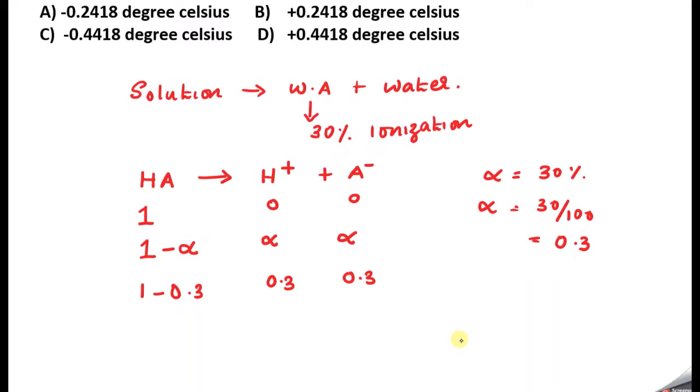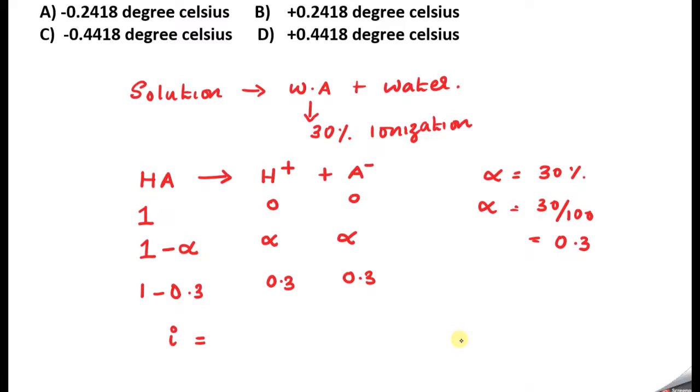So how can we calculate the i value? That is the Van't Hoff factor. We need to consider Van't Hoff's factor because you have taken an acid which can undergo dissociation. Please note that Van't Hoff's factor will come into picture if you are taking an electrolyte which undergoes association or dissociation. If sucrose, urea like molecules are taken, there is no dissociation or association. But if you are taking an acid, it may undergo dissociation.